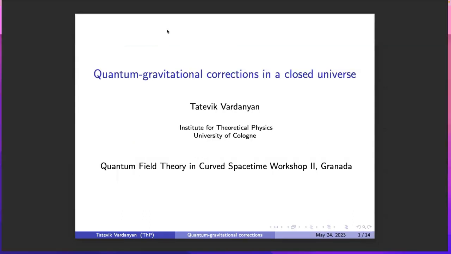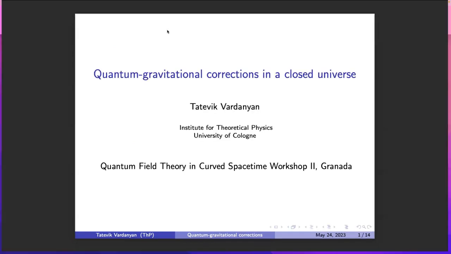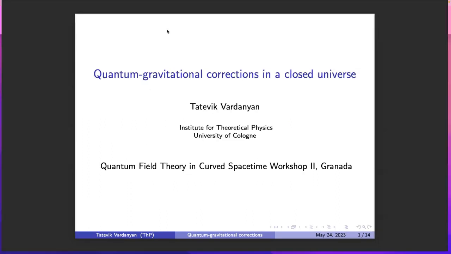Now, basically, we have to solve these two equations, the uncorrected Schrodinger equation and the corrected Schrodinger equation. To do that, we start by making the Gaussian ansatz for the Schrodinger equation, and we end up with this Riccati equation. Doing a similar thing and introducing a Gaussian ansatz also for the corrected wave functional, we obtain this equation. So at this point, we have to solve these two and obtain the power spectrum.